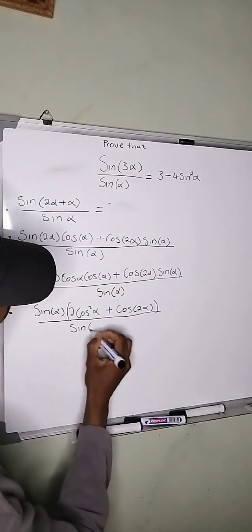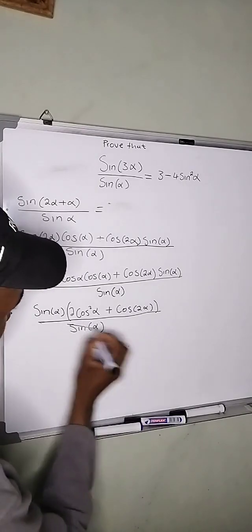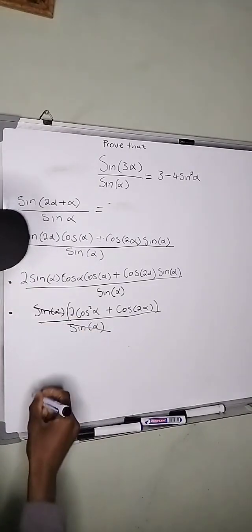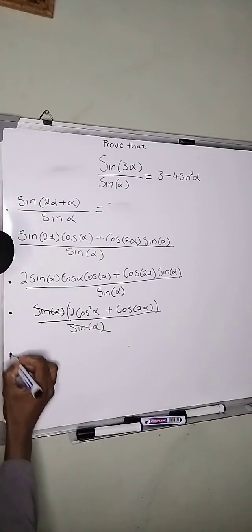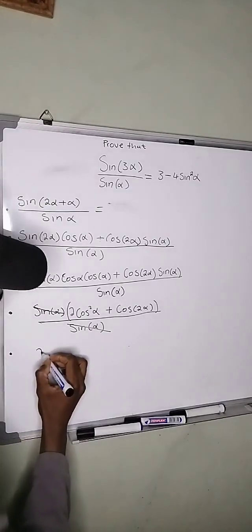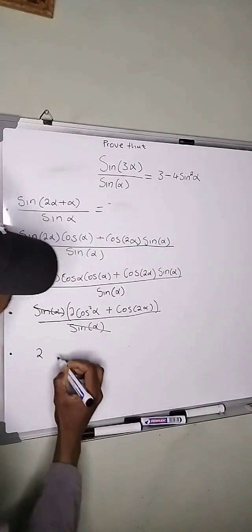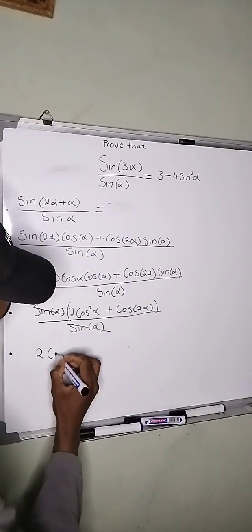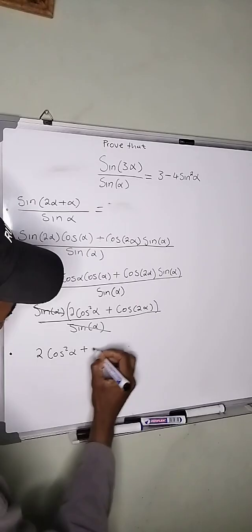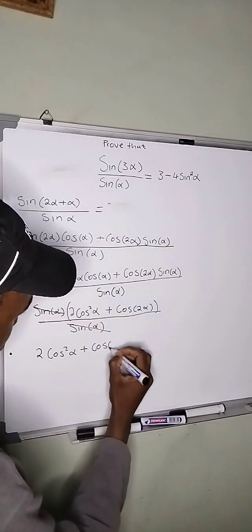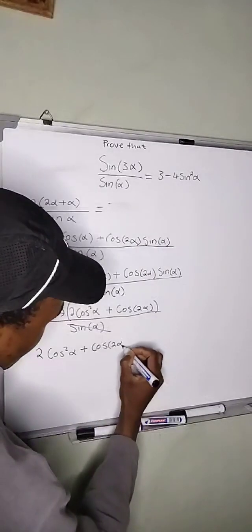And all of that is going to be equal to sine alpha. This will cancel that. So this will cancel that. And what will I have? 2 cos squared alpha plus cos 2 alpha.